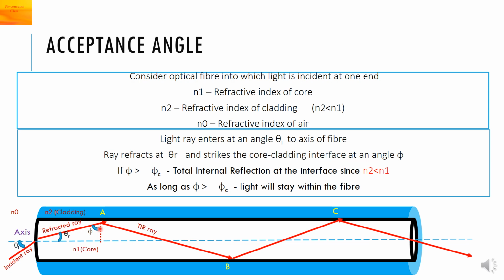TIR will occur only when this angle phi is greater than the critical angle phi c, since N2 is less than N1. That is the condition that is to be fulfilled for TIR to occur. That is, there should be a rarer medium and a denser medium. So as long as phi is greater than phi c, the critical angle, the light will stay within the fiber. That is, it will suffer total internal reflection. It will not come out. It will not be refracted outside into the cladding.